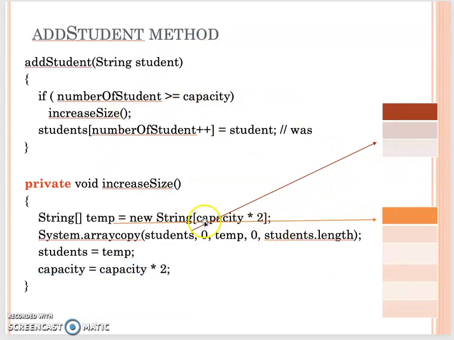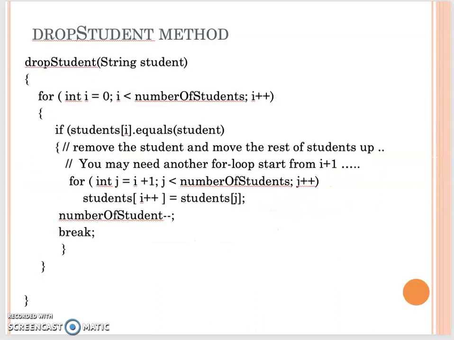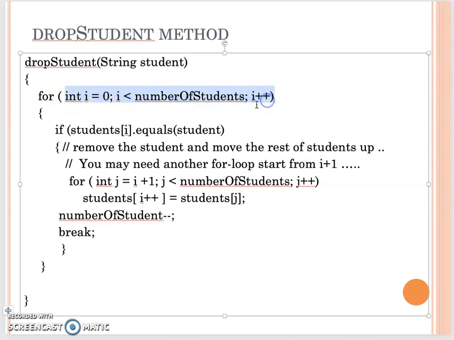So I give you the hint for the add student. The same thing, when you do the drop student method, you need to be careful. In your drop student method, the first thing is we need to find the student. So you need to have a for loop for i equal to 0, i less than the number of students. Then we see, do I have this student or not? This one I didn't completely finish, I only told you the logic. If you find the student, then you need to remove the student and move the rest of the students up. So you may need another for loop for that.